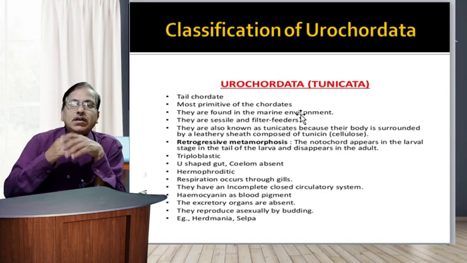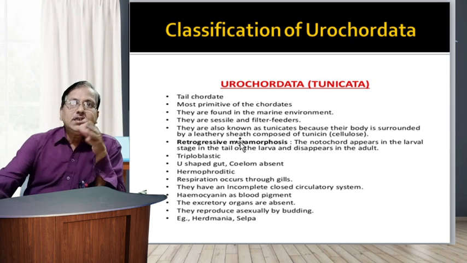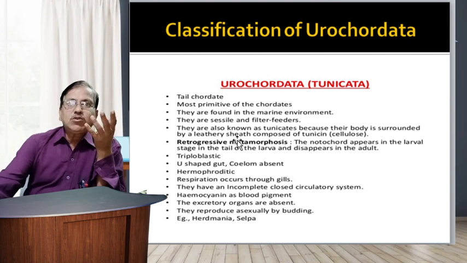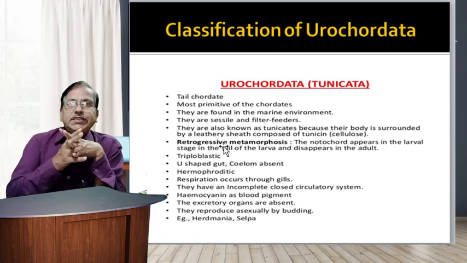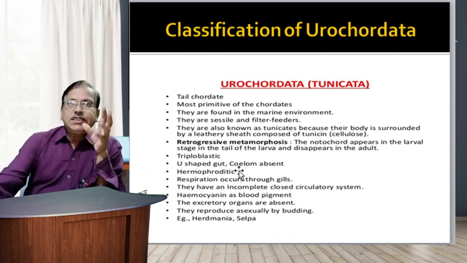Next, the second subphylum of the Protochordates is Urochordata. It is also called Tunicata. Tunicates or Tunicata are tail chordates, the most primitive of the chordates. They are found in the marine environment. They are sessile and filter feeders, meaning ciliary feeding, and food materials are filtered through the mouth region. They are known as tunicates because their body is surrounded by a leathery sheath composed of tunicin cellulose. In this type of animal group, retrogressive metamorphosis is a characteristic feature.